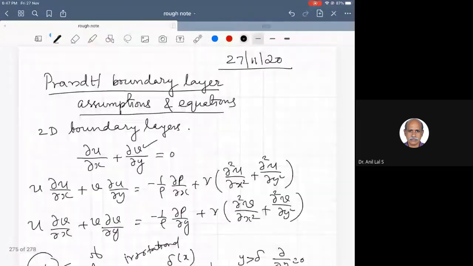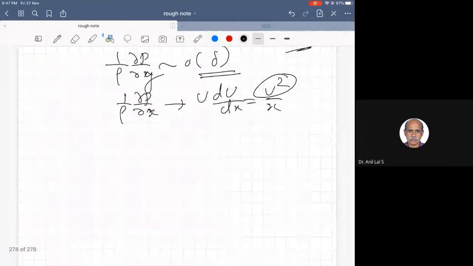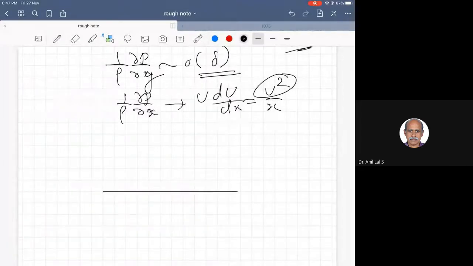So effectively, you can think like this. Suppose there is a boundary layer like this.